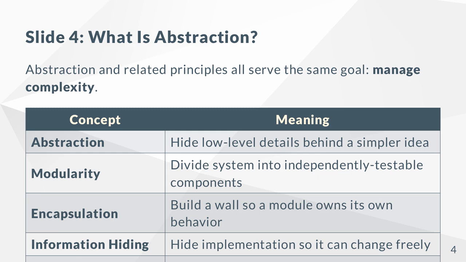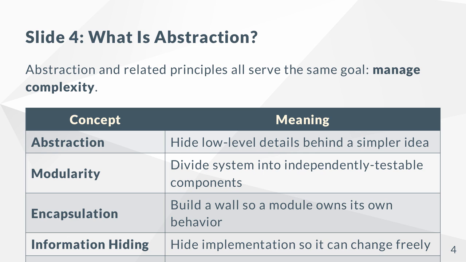The term abstraction is part of a family of related ideas that all work together to manage complexity in software. Abstraction itself means hiding low-level details and exposing only a simpler, higher-level idea. You do not show the engine, you show the steering wheel. Modularity means dividing a system into separate components that can be designed, built, and tested independently. Encapsulation means building a protective wall around a module. The module is responsible for its own behavior. Nothing outside can reach in and change its state directly.